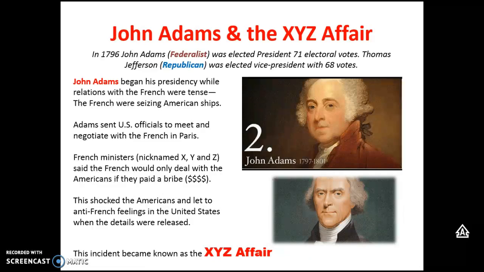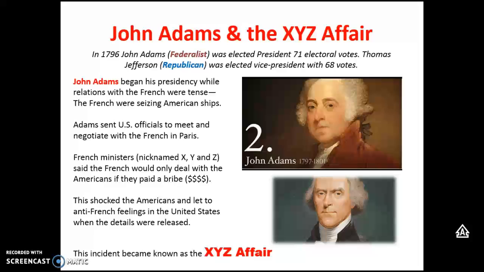Our second president is going to be John Adams. He is going to actually be a participant in the XYZ affair. In 1796, John Adams, a Federalist, was elected president by 71 electoral votes. Thomas Jefferson, Republican, was elected vice president with 68 votes. During this time period, they used the Electoral College to elect the president and vice president. They didn't run together on a ticket like we do now.